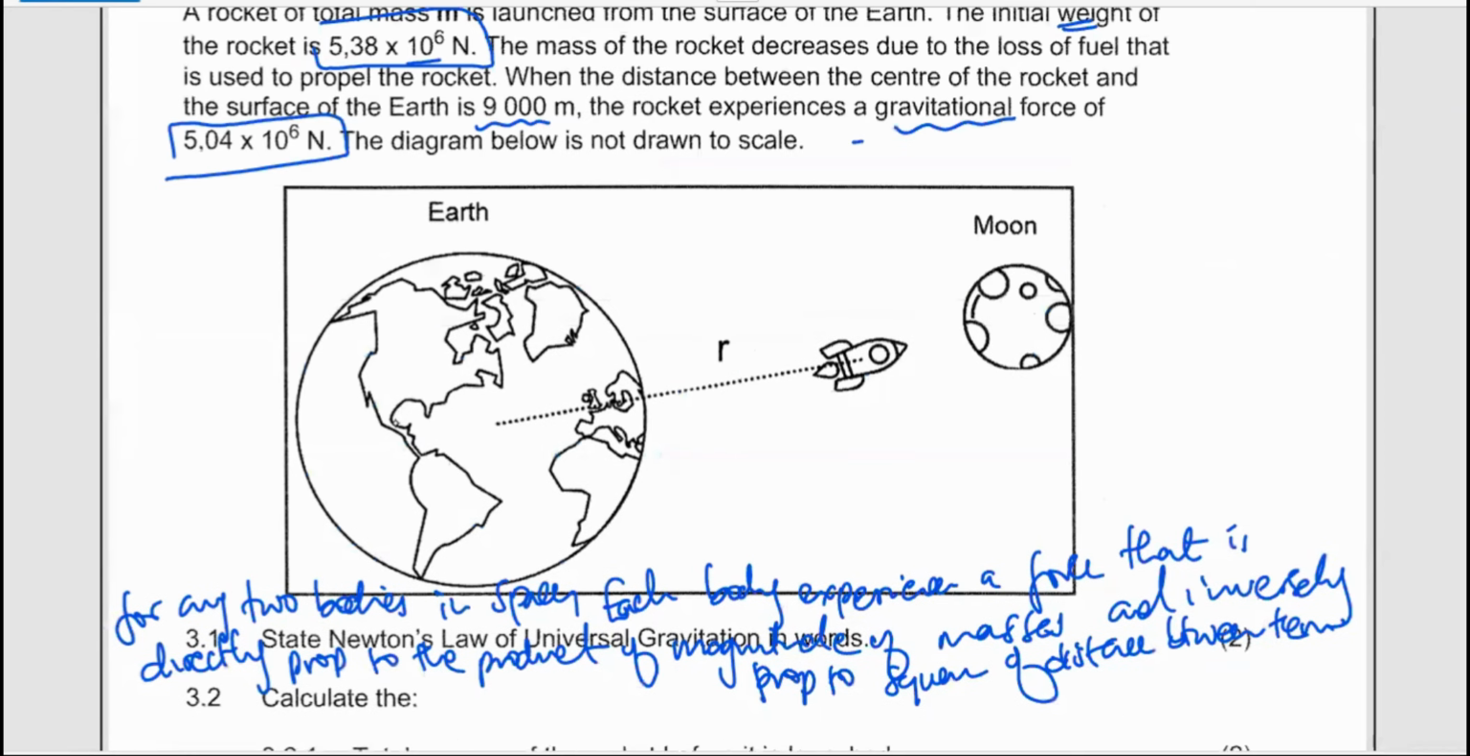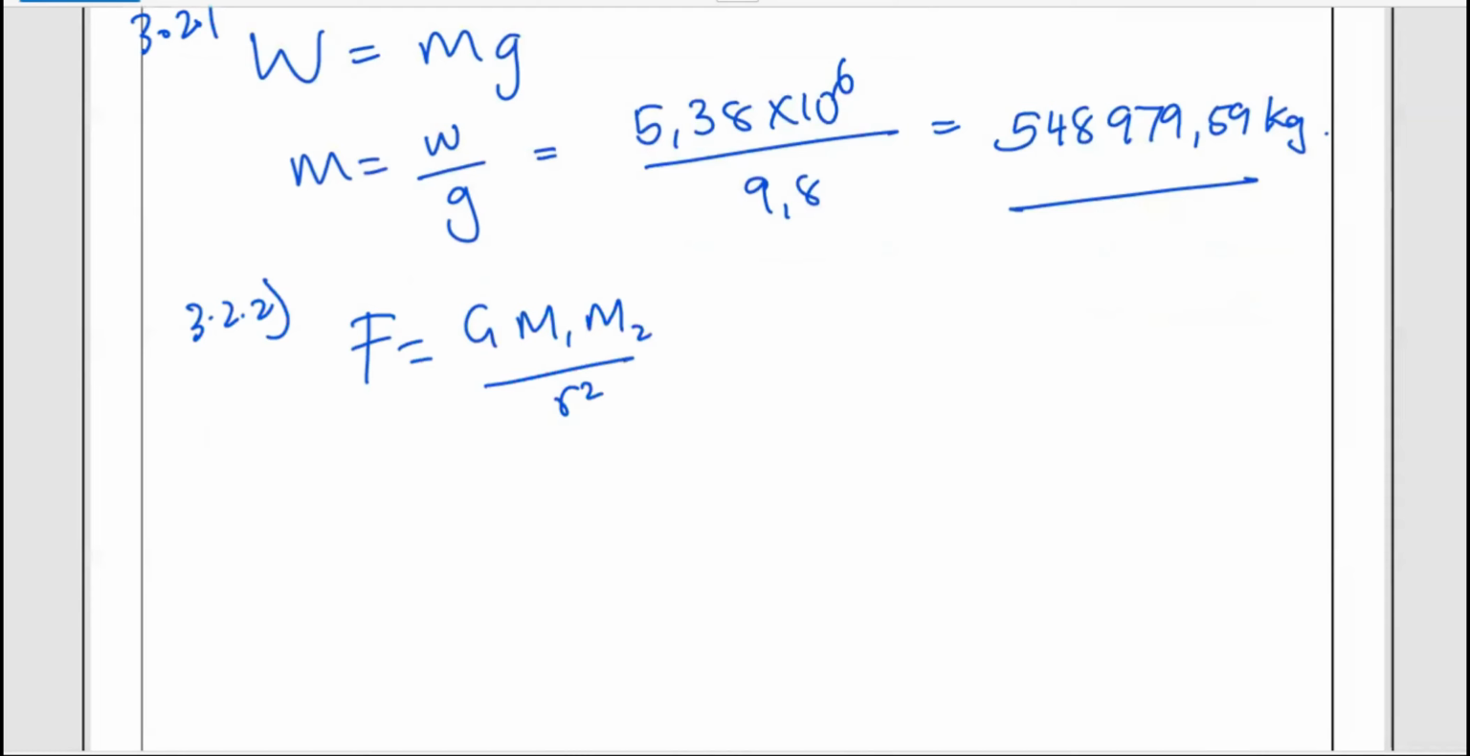Okay. So we were given the force as 5,04 times 10 to the 6. Because now the force is acting here, and this is our distance to the center, but then they told us when it is 9,000 meters, meaning that we need to add the radius of the earth. So I'll say 5,04 times 10 to the 6 should be equivalent to 6,67 times 10 to the negative 11.